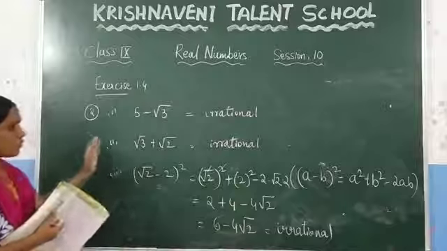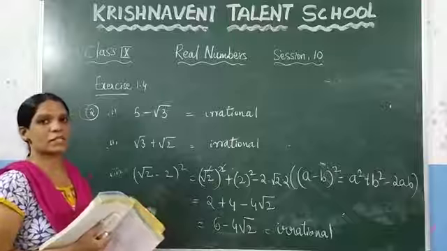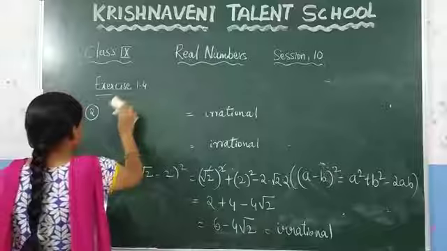That means if one number is rational and the other number is irrational, then we can conclude that the result will always be an irrational number. Now see the next question.